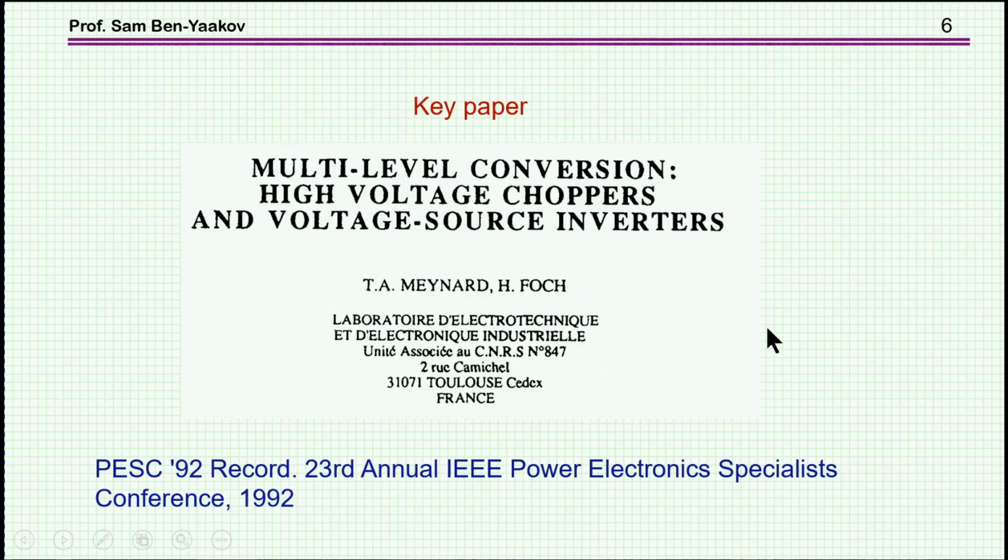Now, a key paper of the topology we're going to discuss is this paper here. It's a 1992 paper. It's a very nice paper. It's a fundamental paper, a pioneering paper, you might say. It discusses many multi-level topologies, and in particular it actually introduces the topology we are going to talk about, this flying capacitor buck 3-level converter.